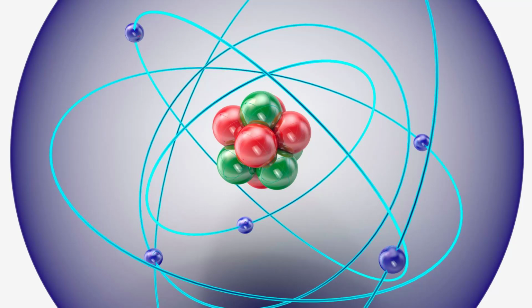Here you can see a visual representation of the electron's movement. It's not a simple circle, but rather a complex, three-dimensional dance around the nucleus. This constant, rapid motion is what gives the electron cloud its characteristic shape and volume.